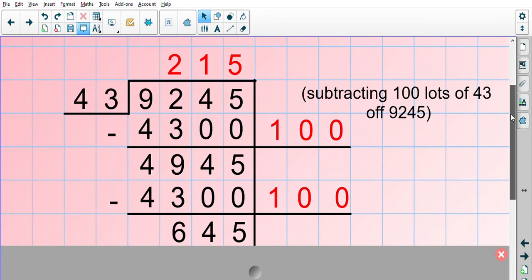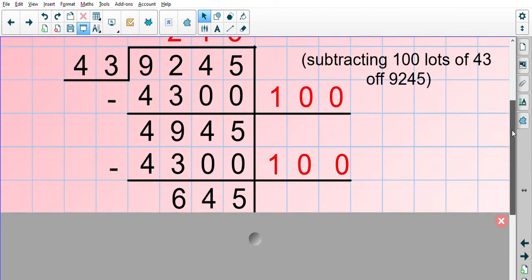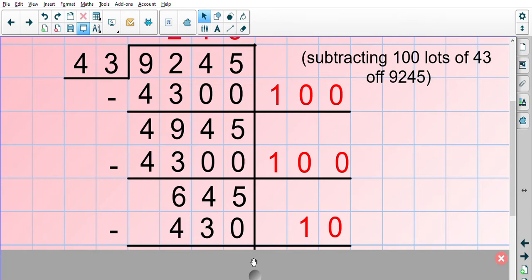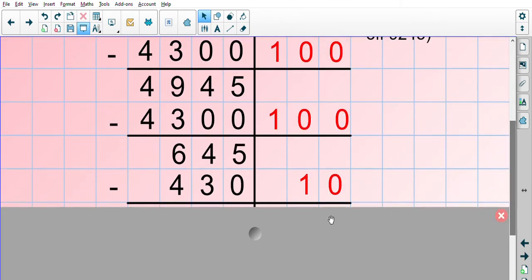So I can't take off 100 lots of it anymore, because that would be too much, but I can try and take off something else a bit bigger as well. I can now take off 10 lots, because 10 lots of 43 would be 430, so let's remove that there. If I remove that from 645, I have now removed 430 amount of it.